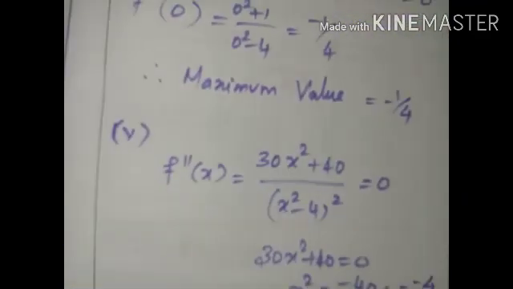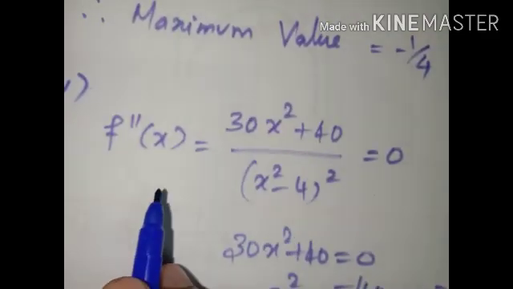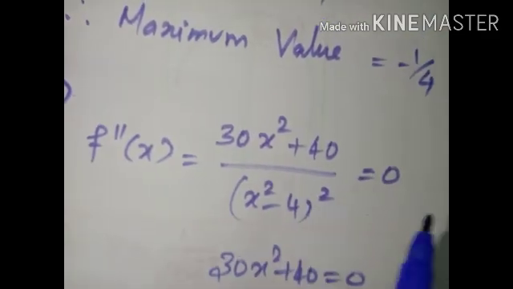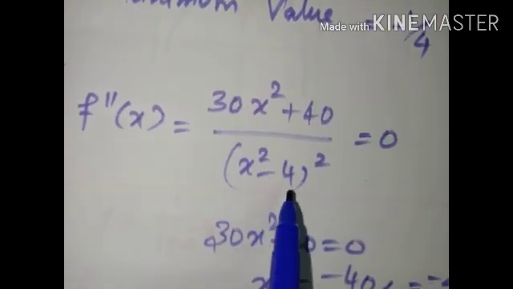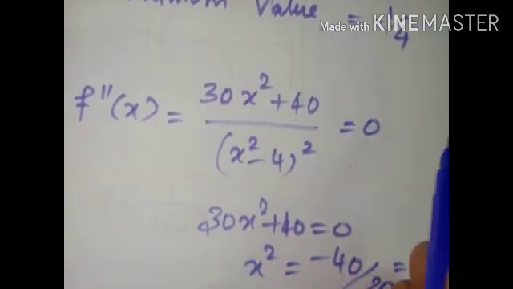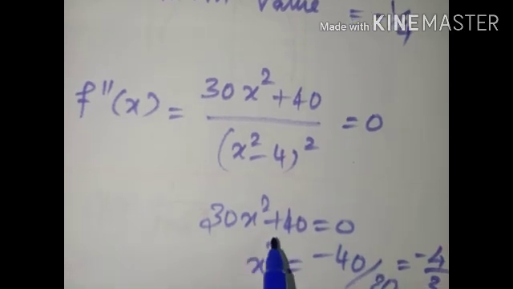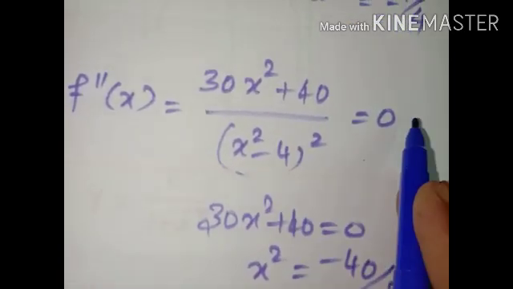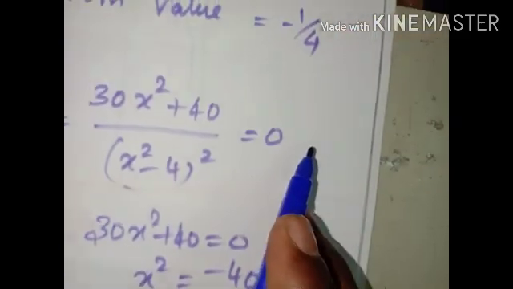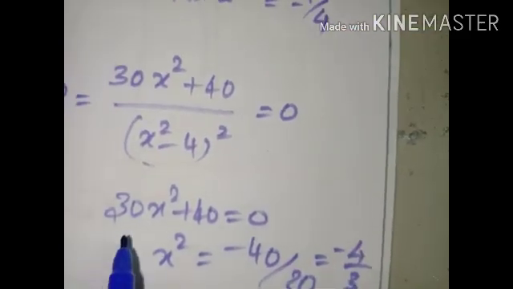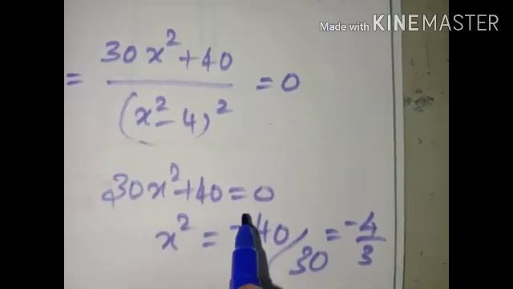And the fifth condition, f double dash of x equal to 0 means 30x square plus 40 divided by x square minus 4 whole square equal to 0. Then the denominator value goes to the other side as the numerator value, and 0 into anything multiplies to 0. So therefore 30x square plus 40 equal to 0.